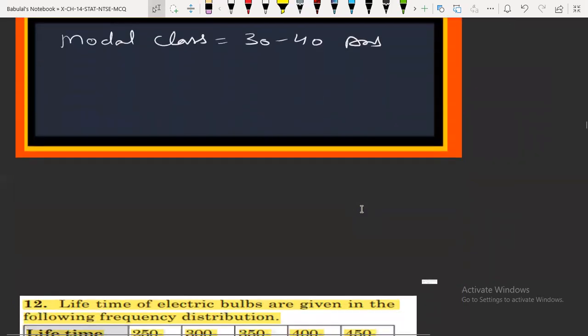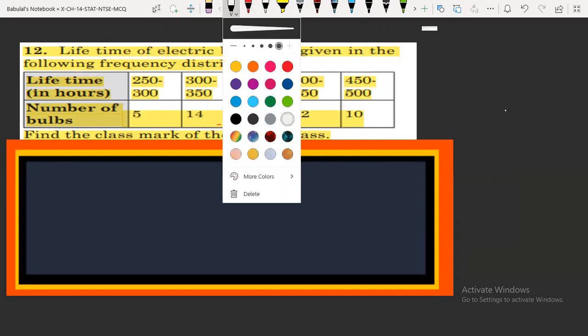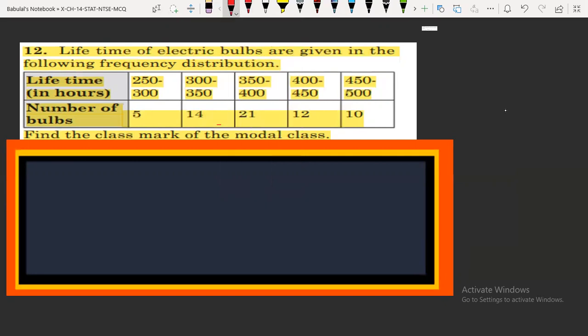And now we come to the next question. Question number 12. Lifetime of electric bulbs are given in the following frequency distribution. And the question is, find the class mark of the modal class. Again, here the highest frequency is 21 out of 5, 14, 12 and 10. The highest is 21, and its class interval is 350 to 400.